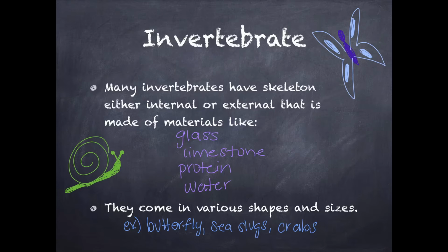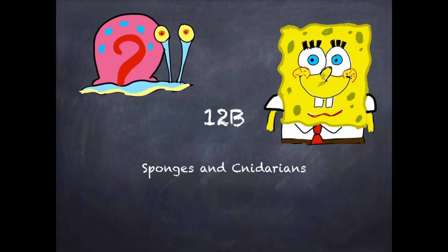or internal and external skeletons. And so like the butterfly, sea slugs, crabs, they all look different. They all have different forms of internal and external skeletons.